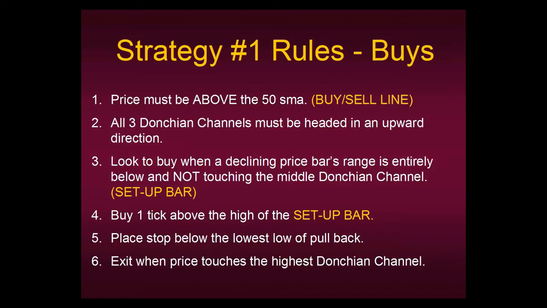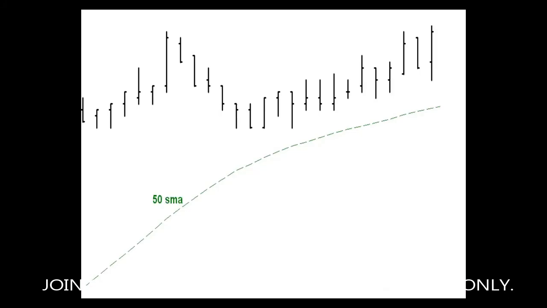And then where do we exit? Well, we'll exit when price touches the highest Dodgy channel. That's it. Okay, so we know where to enter using the confirmation. We're going to place our stop below the lowest low of that little sell-off. And then we're going to exit when price touches that top Dodgy line. That's it. See how simple this is. Let me show you how simple it is, but how powerful and how consistent this strategy can be.